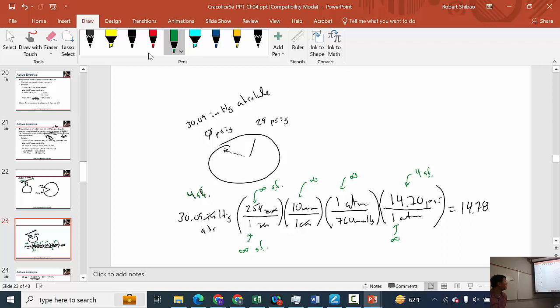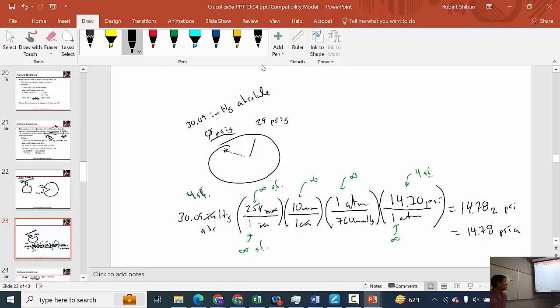So what we do here is I want to always show 1 extra digit. So it's 14.7829003. I'm going to just write 14.782 psi. And then I'm going to round this to 14.78 psi. Now, is this absolute or gauge? This is absolute. So I would write psi A.